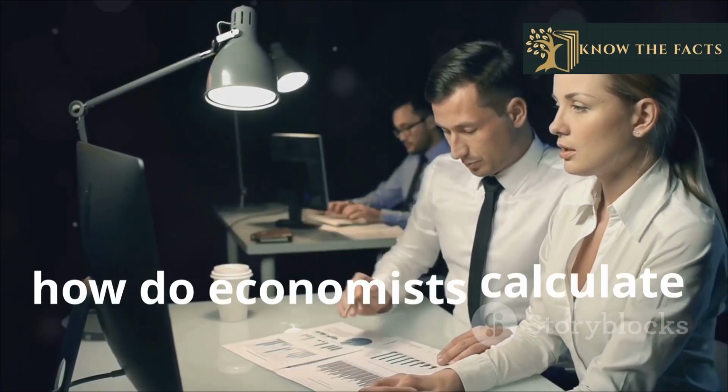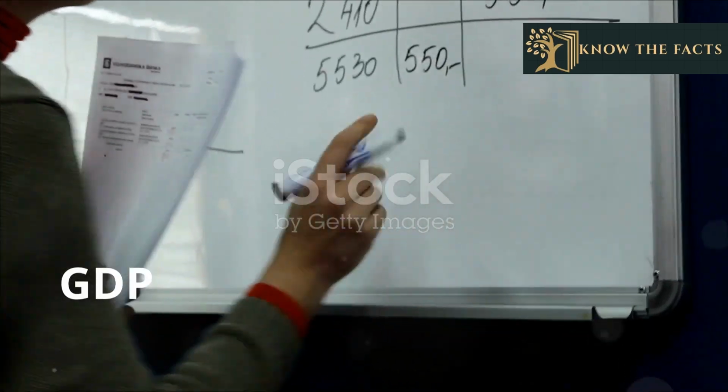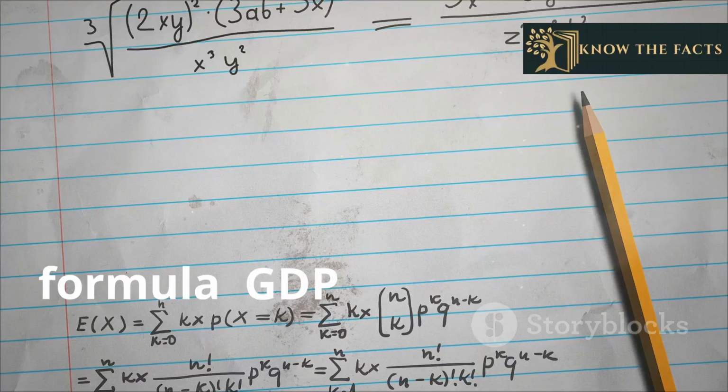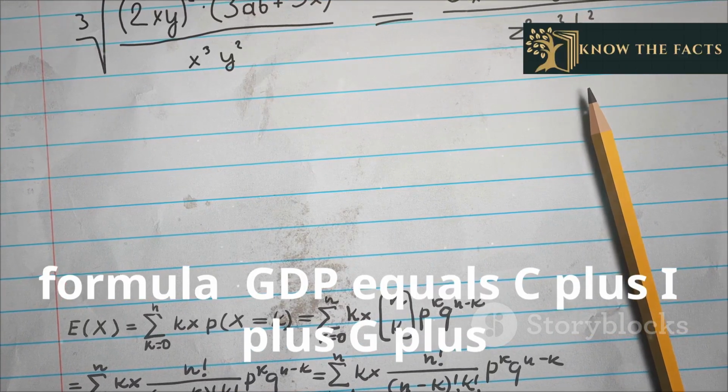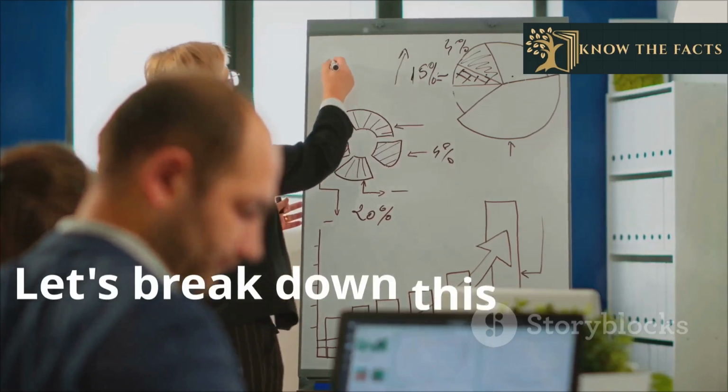Now, how do economists calculate this crucial indicator? GDP is determined using a straightforward formula: GDP equals C plus I plus G plus X minus M. Let's break down this formula.